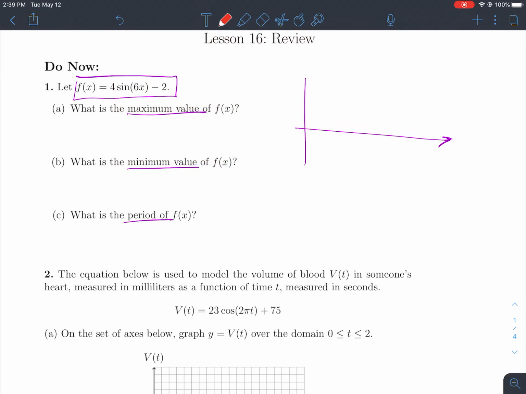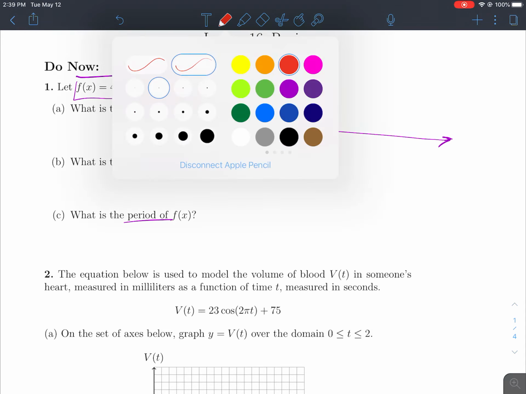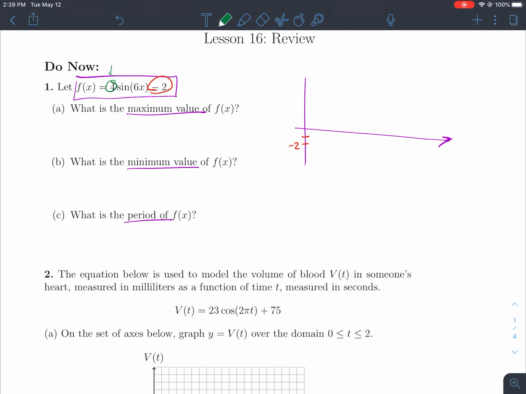So here we go. All right. Going to have a vertical shift of minus 2. Amplitude is 4. So you go 1, 2, 3, 4 up to make 2. That makes sense. Negative 2 plus 4 is 2. And then we're going to go 4 down. 1, 2, 3, 4. 4 down is negative 6. So plotting in our midline, there we go.